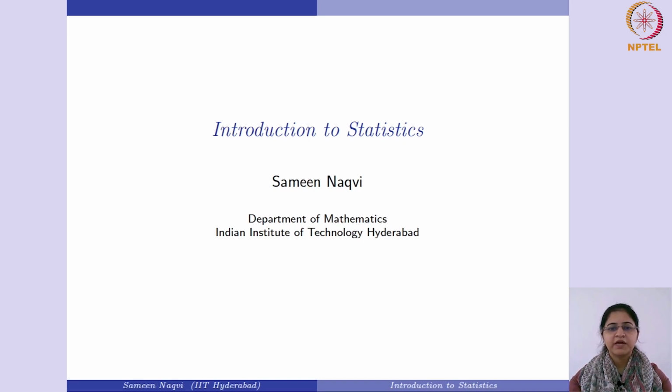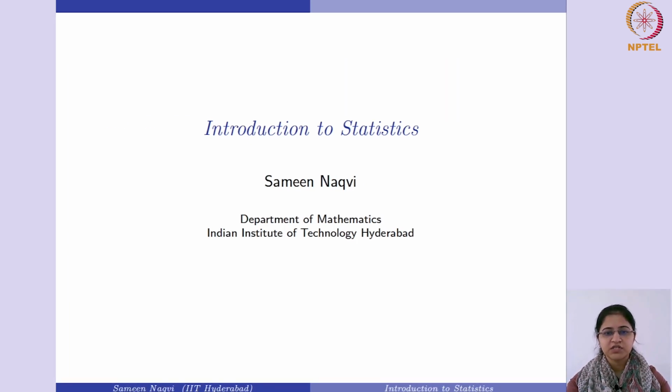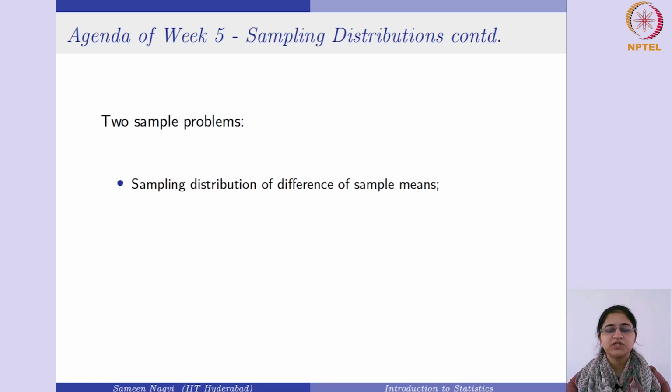Now, there might be situations where you have two different populations, or they are coming from the same normal population with different means and variances, and then you want to compare the sampling distribution of the sample means. Okay? So basically you are interested to find out the sampling distribution of difference of sample means. In that case, we will see what are the different cases we have.